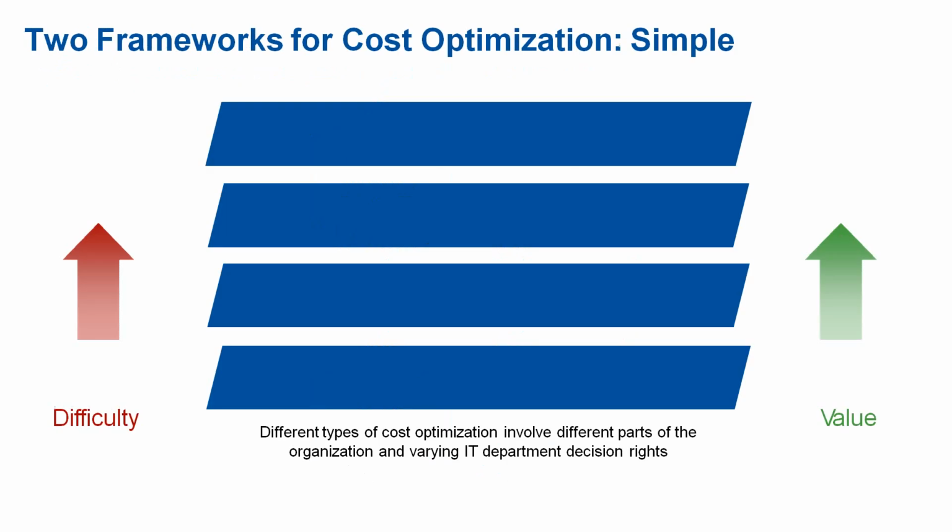So there are two frameworks for cost optimization, right? Let's see the simple one first, and then we will look at the complex one second. Different types of cost optimization involve different parts of the organization and varying IT departments. For this, first we need to have the complete data on costs spent for each thing, and the key metrics that I can measure.